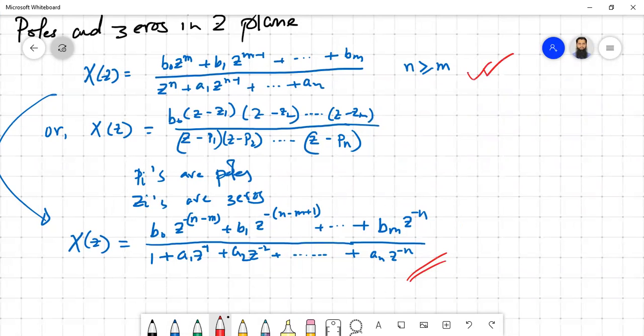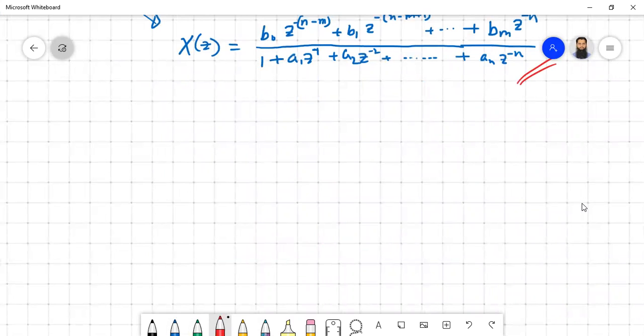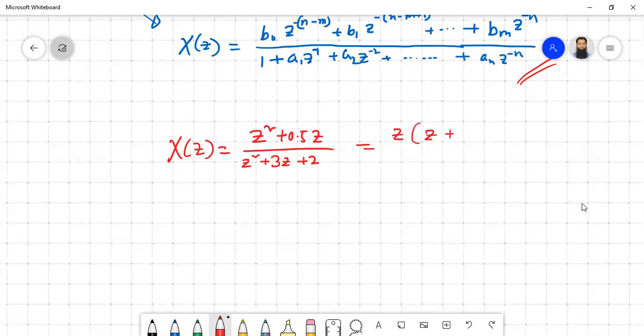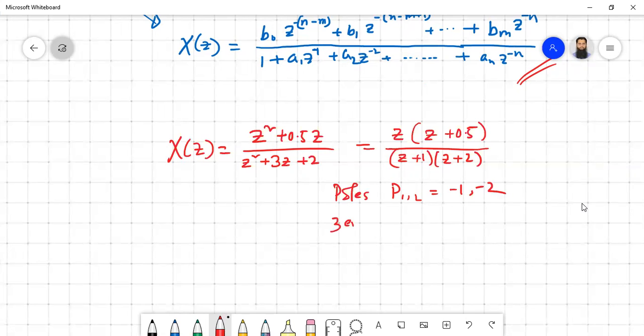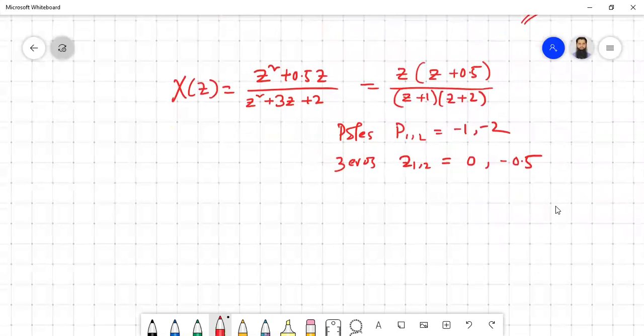Now, why do we say that this one has some benefits, for engineers who have just started in the digital domain? Because if you have, say, a function X(z) equal to z square plus 0.5z divided by z square plus 3z plus 2, we can easily say that if we take z common, then z times (z plus 0.5) will be at the top, and the denominator you can write as (z plus 1)(z plus 2). So you can see that poles P1 and P2 are minus 1 and minus 2, no question about that. And the zeros Z1 and Z2 are 0 and minus 0.5. So these are the poles and the zeros of X(z).